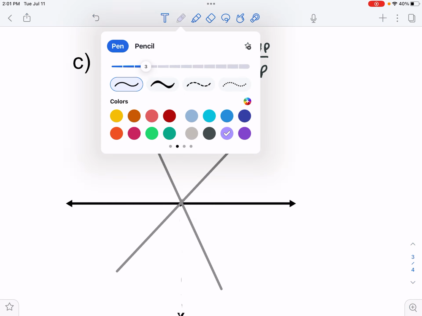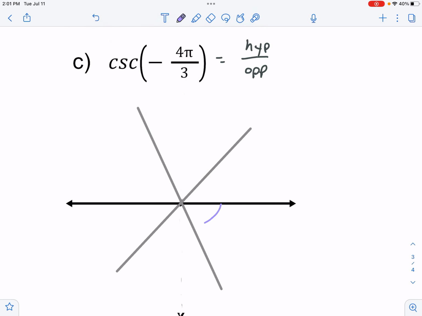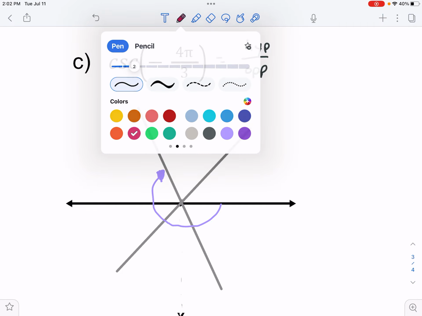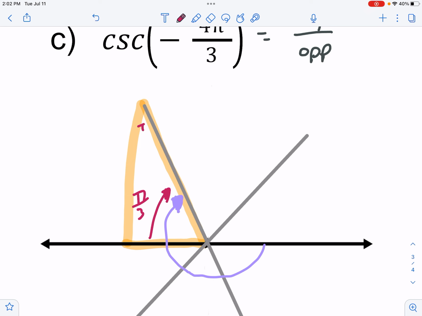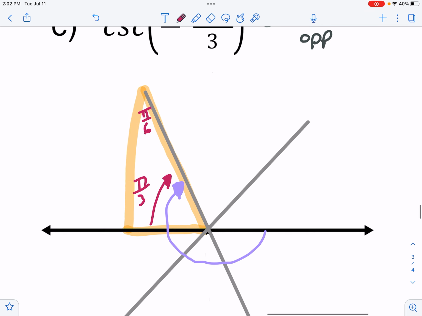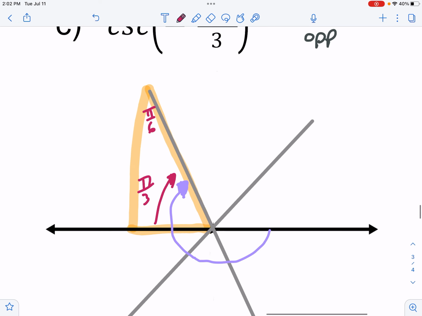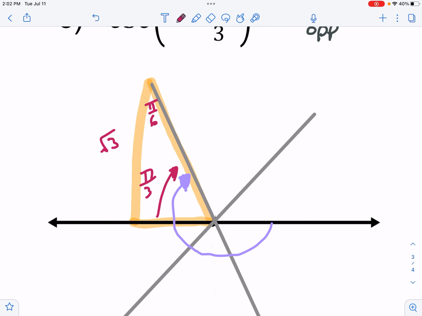Negative 4 pi by 3, so I'm going to go backwards. 1, 2, 3, 4. So my related acute angle is inside here at pi over 3. And I'm going to draw in now my matching triangle. If this angle is pi over 3, the one at the top is going to be pi over 6. My vertical side will match up with my root 3 because the 3's match up. My hypotenuse is 2, and the other side is 1.